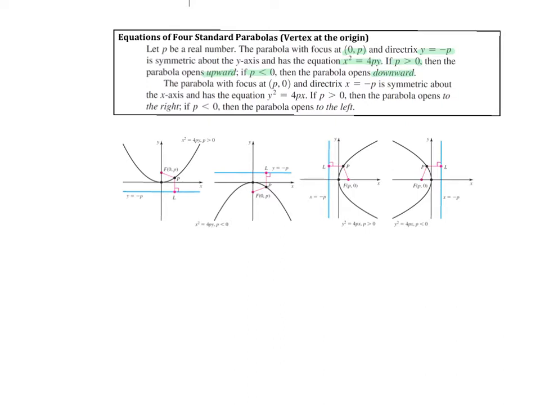Well, let's say the focus is at the point p comma 0. So that would mean this p would be on the x-axis. So if the focus is on the x-axis, we're looking at a directrix that is a vertical line. Its equation would be x equal to negative p. So the symmetry is about the x-axis. The equation in this case is y squared equal to 4px. If p is positive, then it opens to the right. If p is negative, then the parabola opens to the left.